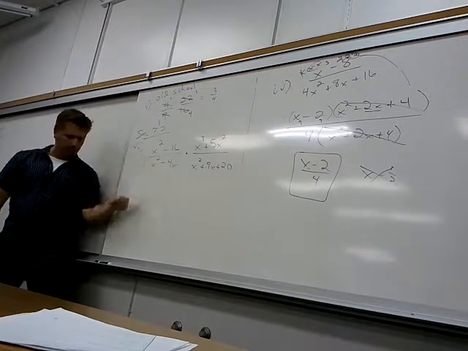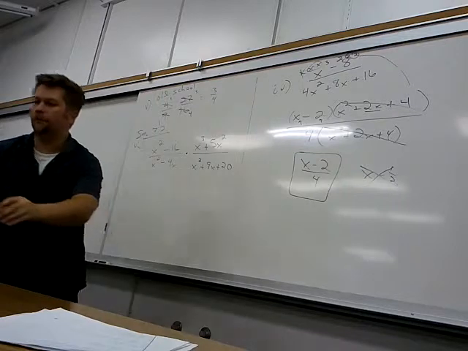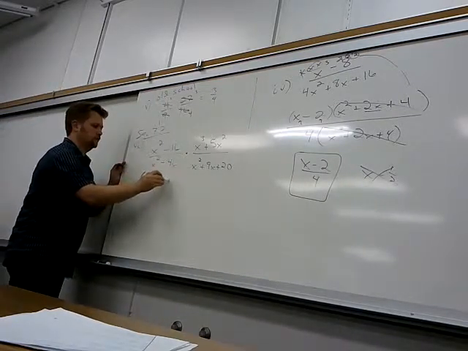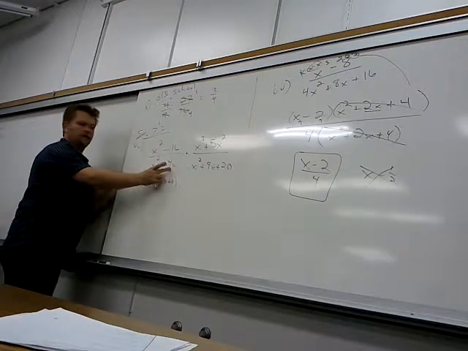X minus 4, x plus 1. Yeah, that's what I call a thank God problem, right? Little difference of squares. So x minus 4, x plus 4. What can you do at the bottom here? X.